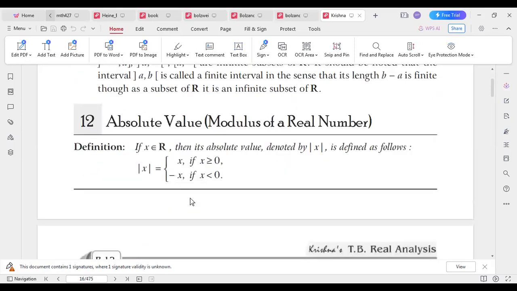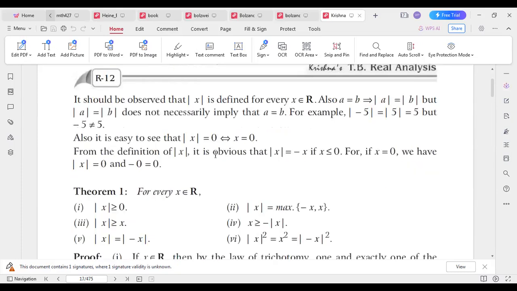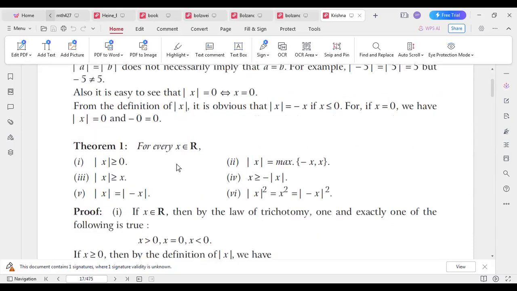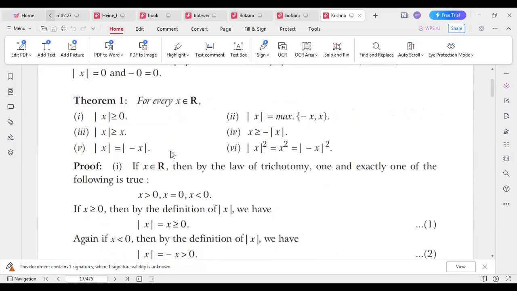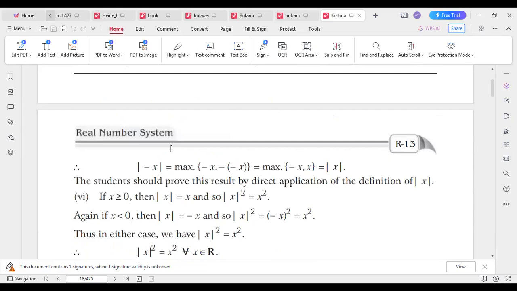Now what will be the absolute value or modulus of a real number? Actually, the modulus of a real number can be written like this: x if x is greater than or equal to 0, and minus x if x is less than 0. So you can find that the modulus of minus 5 equals 5, but minus 5 is not equal to 5. We have to remember this. These are the properties of the modulus or absolute value of x in real numbers, and this is also true.